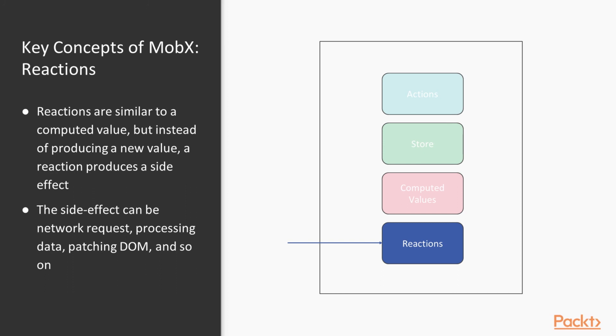A side effect can be a network request. It could be processing different data or patching DOM values. So it doesn't essentially provide you a value to use in the UI, but it does some work which is not related to the UI, something like data processing. It could initiate a network request which is not related to the state directly.